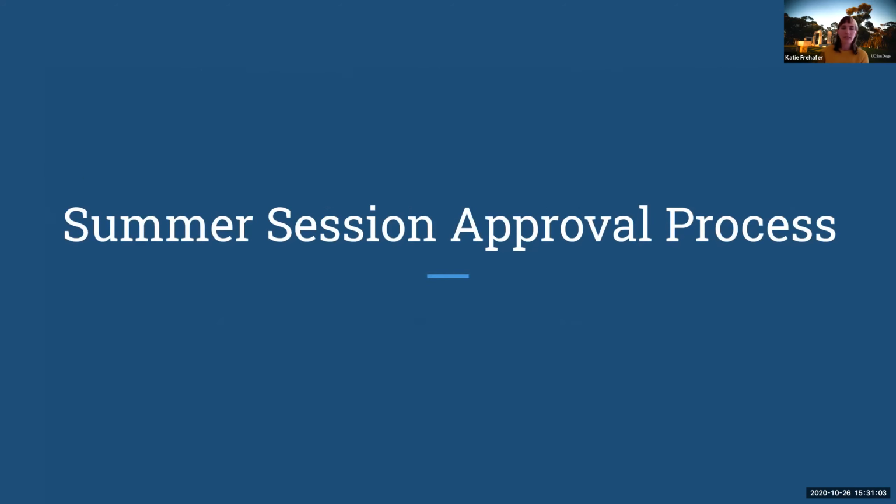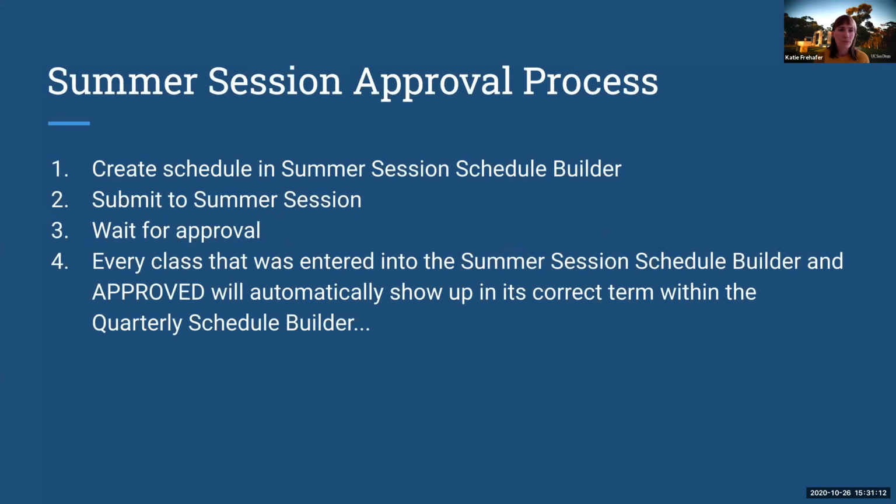Yeah, so back to summer session. The approval process is really the main thing that's different between the regular fall, winter, spring terms and summer. What you would do first, what I kind of already went over, is you would first create your schedule in the summer session schedule builder. And once it's ready, you submit it to summer session via the ISA.